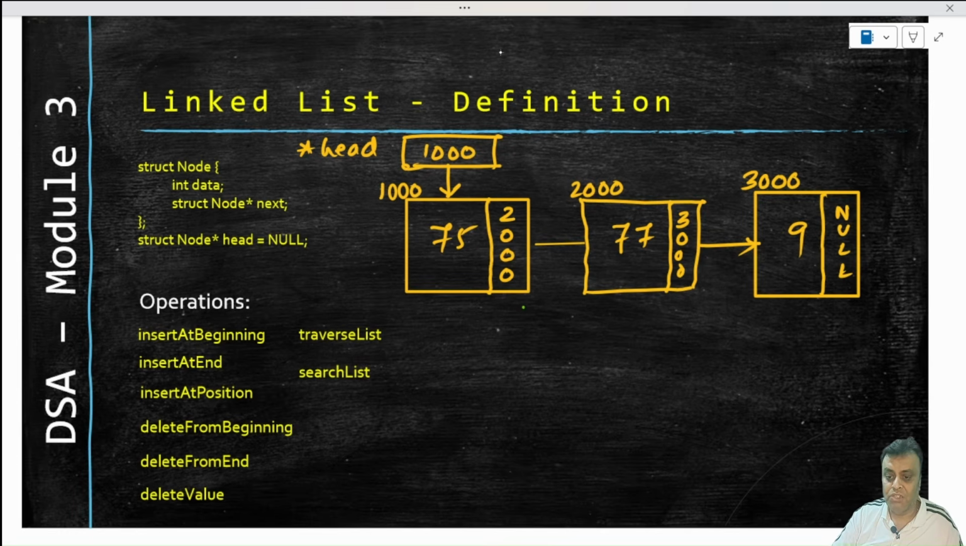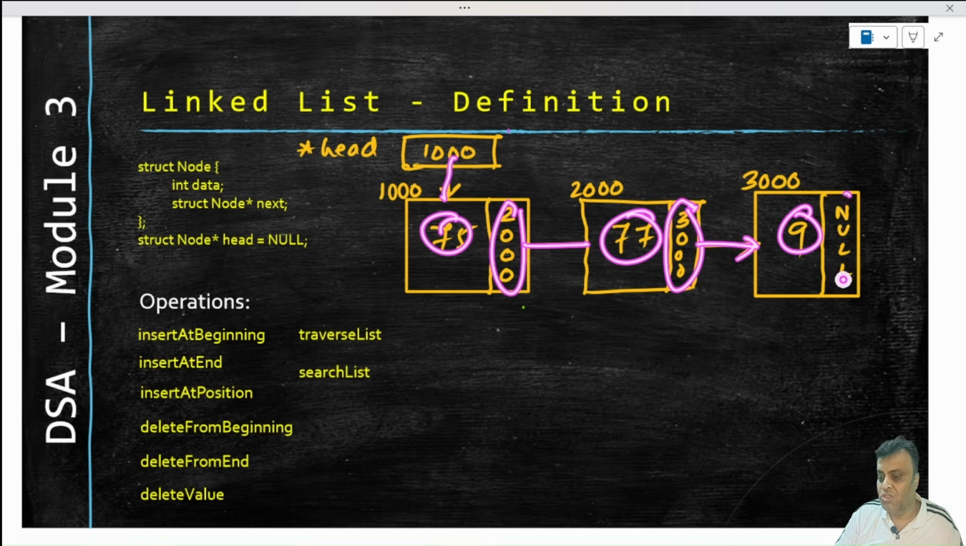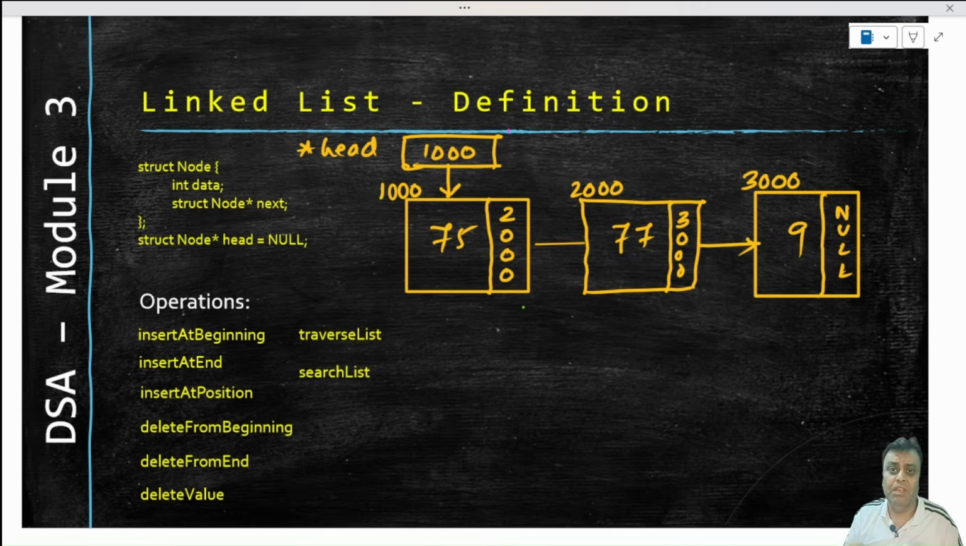So if we now start with this, so if we know this, then we can traverse here, print this, go here, print this, go here, print this, and then stop. When I say print this, I mean any kind of operations that you want to do. So that's how a typical linked list works. And in order to do this, we have to do these operations.